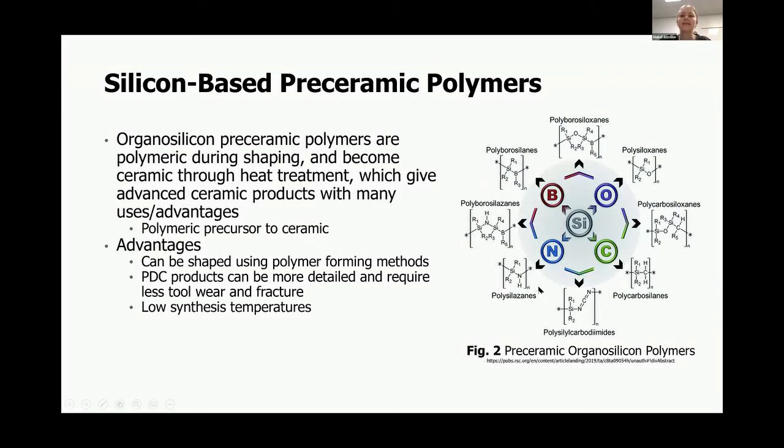And then this slide again was also from my last presentation, but I just wanted to add it again to kind of talk a little bit about PDCs. So again, you're going to start with this polymer precursor, and then through heat treatment, you are going to turn it into a ceramic. And again, one of the main advantages is that these precursors can be shaped using polymer forming methods to create more detailed and kind of unique ceramics.